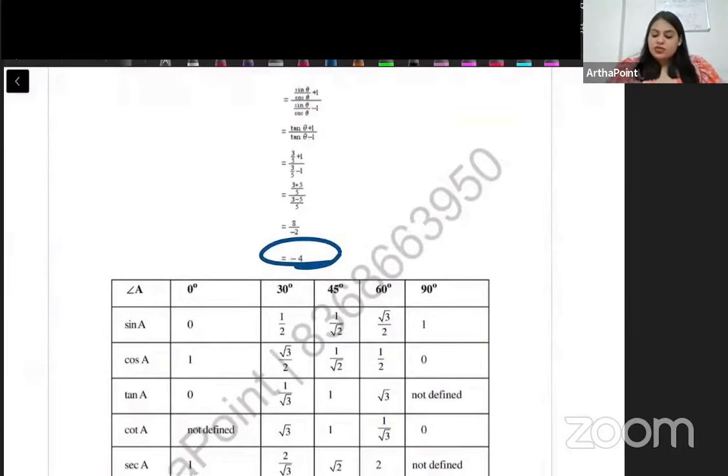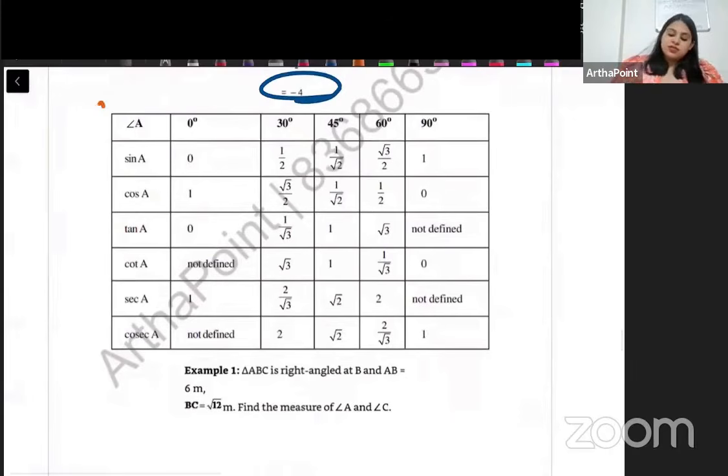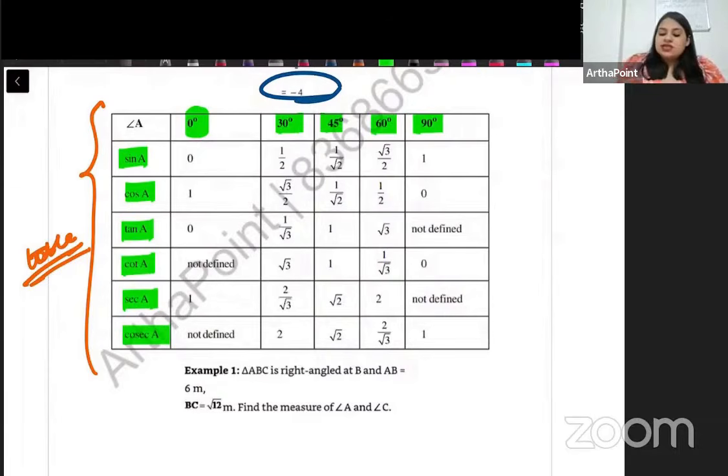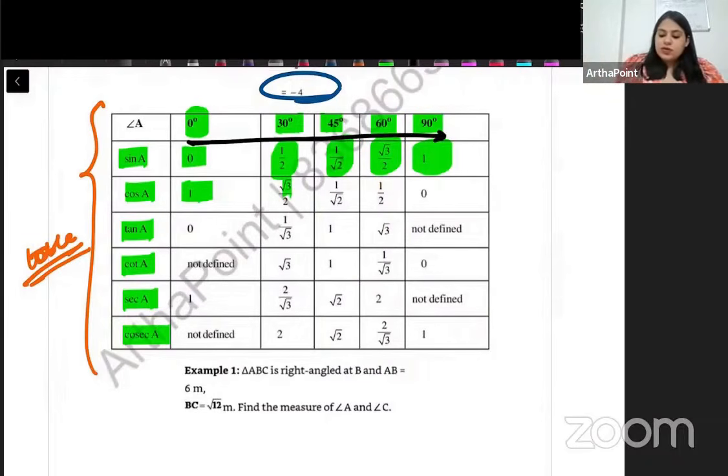Okay. Now this table is important. You should remember this table. In this table for 0, 30, 45, 60 and 90, I have gone ahead and given sine, cos, tan, cot, sec and cosec values. So sine 0 is 0, cos 0 is 1, and then this goes to half, 1 by root 2, root 3 by 2 and 1. This goes from 0 to 1. Cos will go from 1 to 0, so it becomes 1, root 3 by 2, 1 by root 2, 1 by 2 and 0.